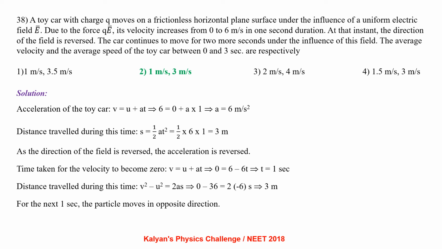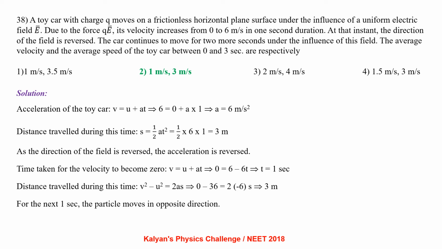For the next 1 second, the particle moves in the opposite direction. So the distance traveled during this time is again s equal to half at square, so it is 3 meter. So the total distance traveled by the particle is 9 meter. That is the first 3 meter during acceleration, next 3 meter during deceleration, and the last 3 meter after reversal of direction. So the total displacement of the particle is 3 meters.